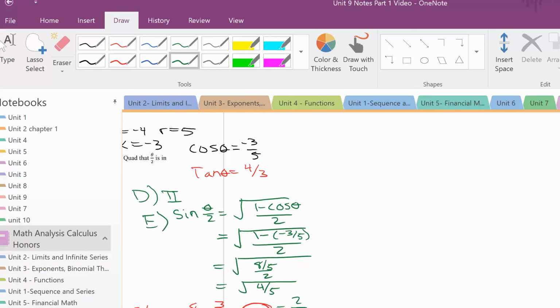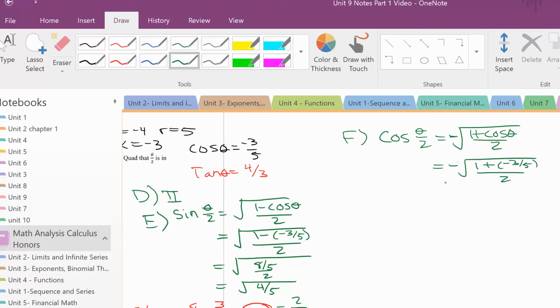So now we're going to do the cosine of the half angle, which is the square root of 1 plus cosine theta over 2, and now it's going to be negative because we're in the second quadrant. So it's going to be negative rad 1 plus negative 3/5 over 2. So it's going to be 2/5 over 2, which is just going to be 1/5. So it's going to be negative 1 over rad 5, which rationalizes to negative rad 5 over 5.